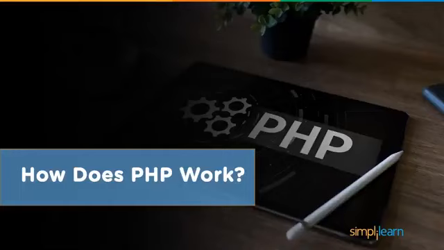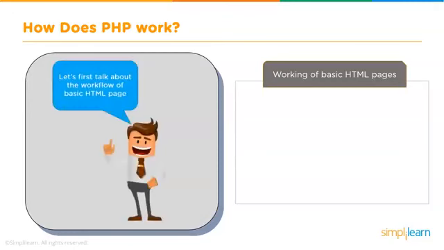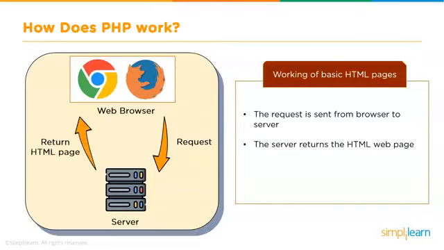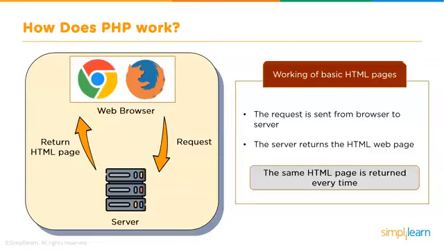So, for a better understanding, let us first see how a basic HTML page functions. In the basic HTML workflow, when you open a website on your browser, a request is sent from the browser to the server, and the server then returns the requested page stored on it back to the browser. Now that's it. No matter what device or what purpose you open the website for, the page returned is always the same, or you can say static.